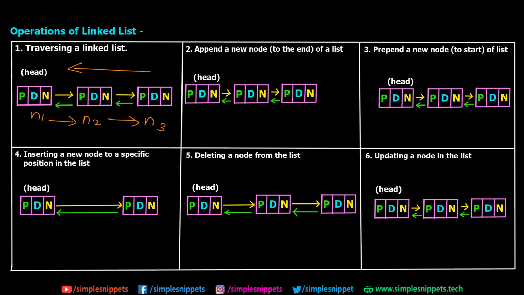We have append a new node to the end of the list. So appending is adding a new node at the end, and making these connections. So if we have n1, n2 and n3, we will have one more node which will be attached at the end. So this is the head, that is the starting point of the list, and this is the end of the list. So after the end, we have to append this node. So appending basically means adding a node at the end.